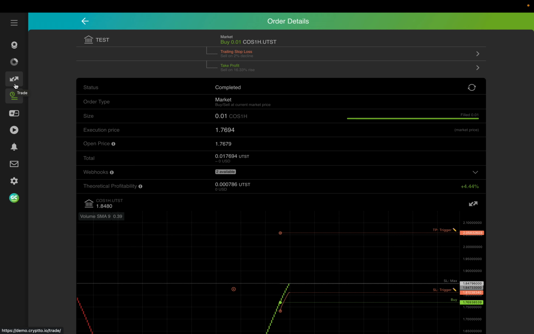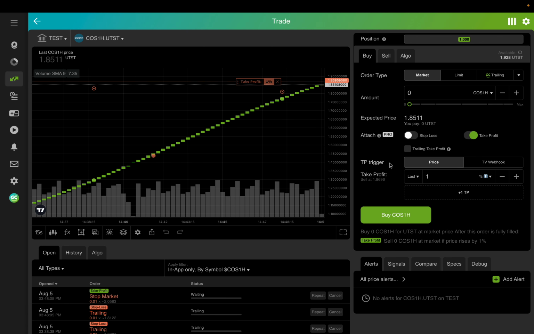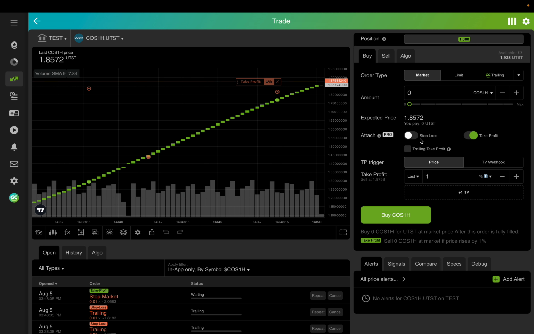In our next video, we will look at the trailing take profit, which is very similar to trailing stop loss, as you can guess, but it has some important distinctions and some interesting twist. So that's going to be our next video.